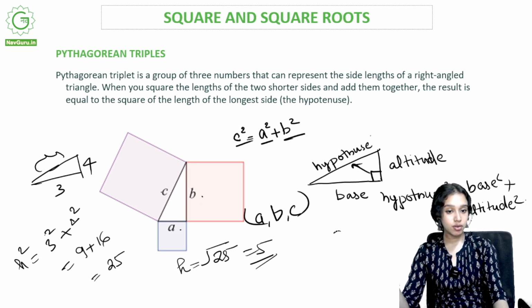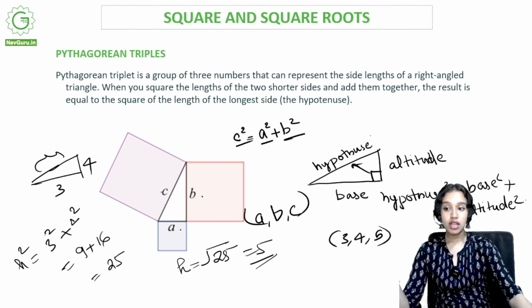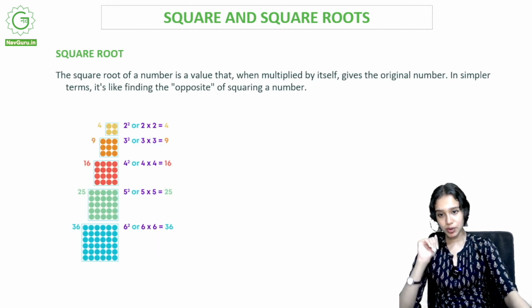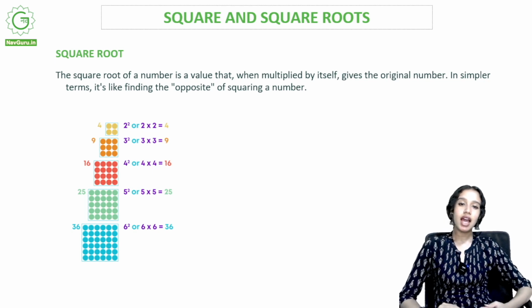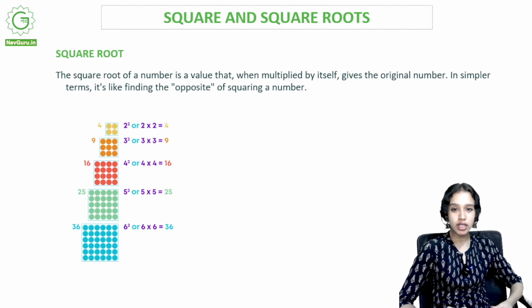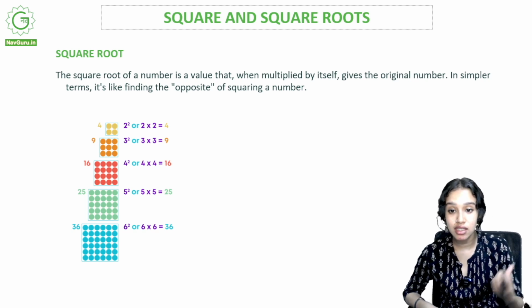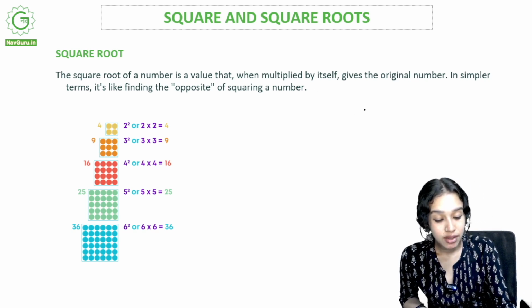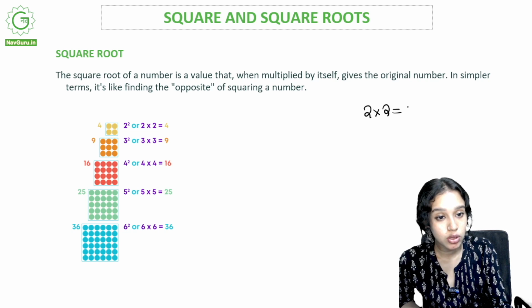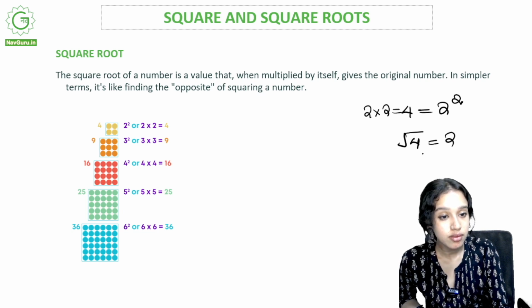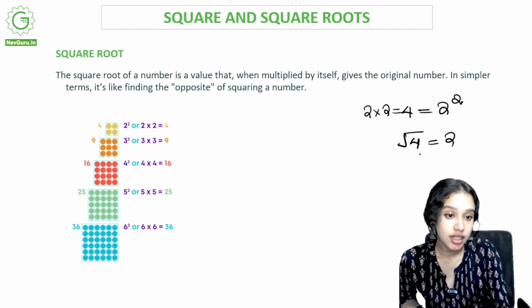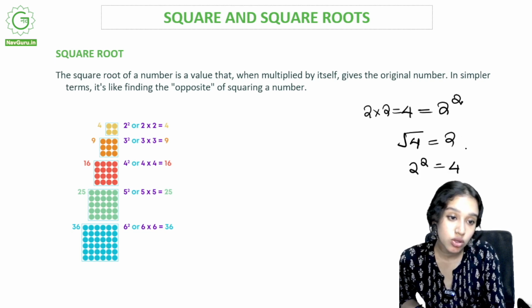So the Pythagorean triples would be 3, 4 and 5. Now moving on to the square root. We actually have talked a lot about square root while we are mentioning squares. We just said that if 2 into 2 is equal to 4, which is also known as 2 square, root of 4 is said to be 2. Got it? That is 2 square is 4 and root 4 is 2.